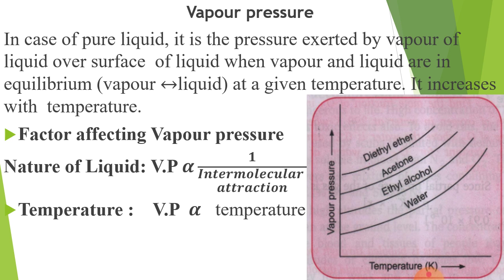One more thing we have to know about: we learned about equilibrium in class 11th, unit 7. Equilibrium is always measured in a closed container. Here also vapor and liquid come into equilibrium. That's why vapor pressure can be calculated in the closed container.